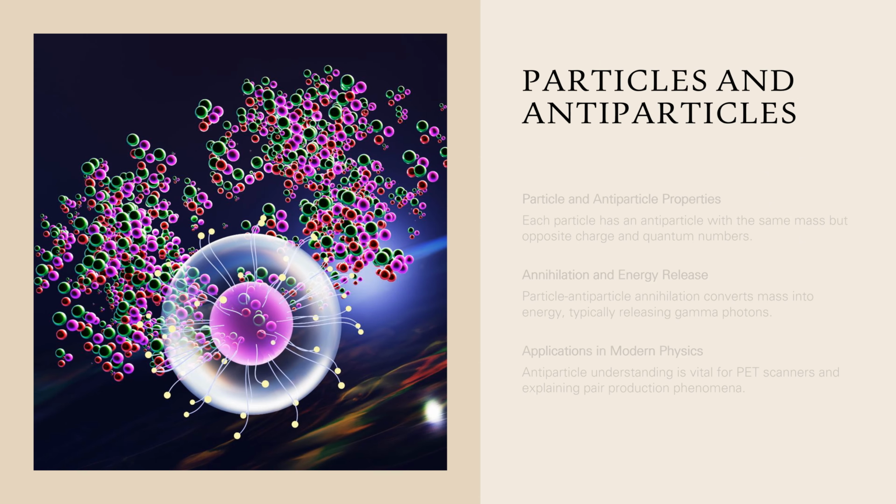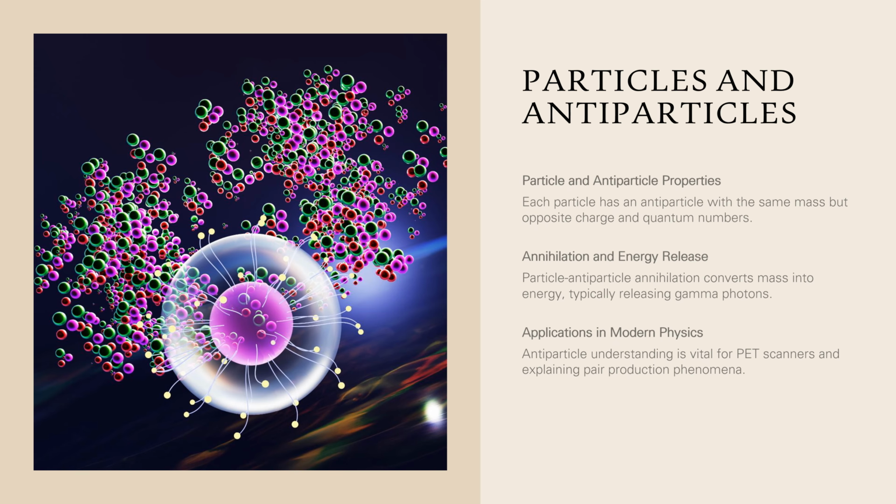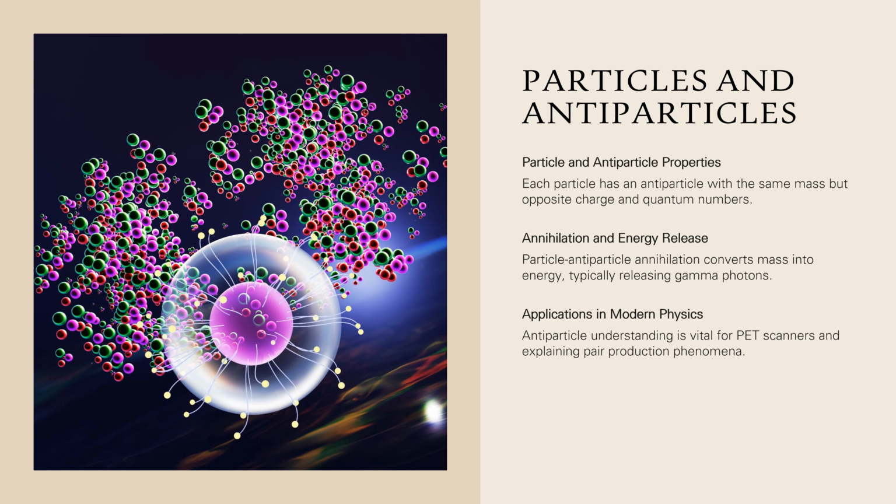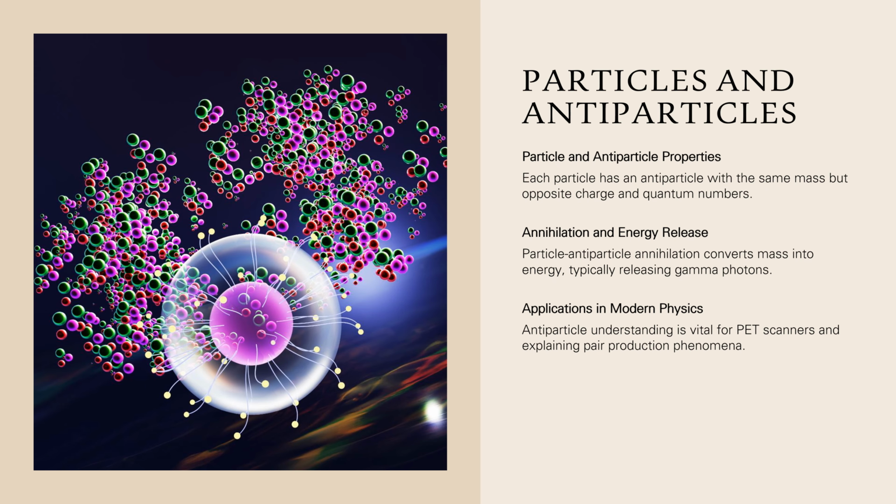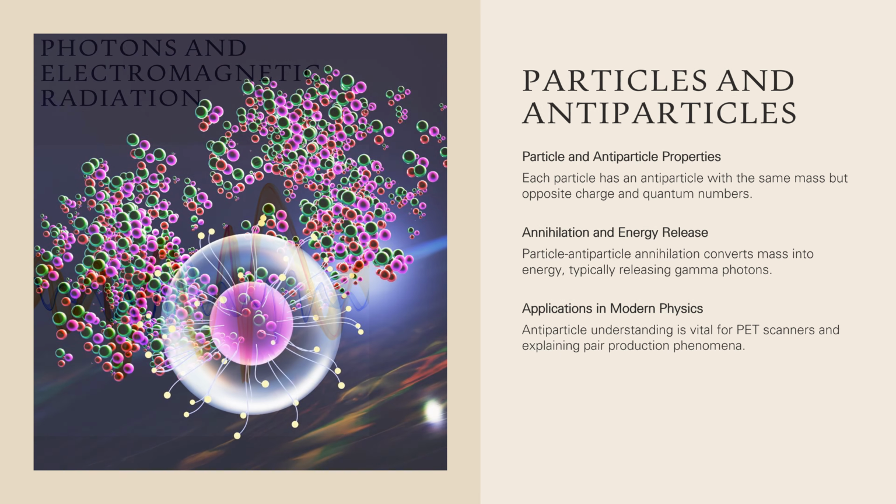For every type of particle, there exists a corresponding antiparticle with the same mass but opposite charge and other quantum properties. For example, the antiparticle of the electron is the positron, which has the same mass as the electron but a positive charge. Similarly, protons have antiprotons, neutrons have antineutrons, and neutrinos have antineutrinos. Antiparticles are produced in high-energy environments such as particle accelerators and certain types of radioactive decay. When a particle meets its corresponding antiparticle, annihilation occurs, resulting in the conversion of their mass into energy, usually in the form of gamma photons.